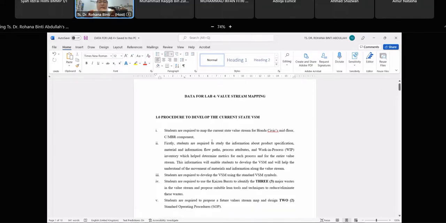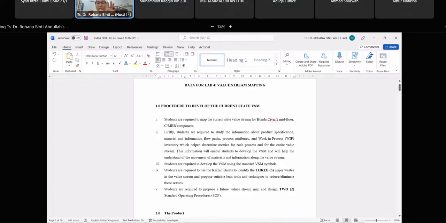This is an example I give to students, a real value stream map that students have done at this company. This is a real case study, not imaginary or anything, no. Alright, this is one of the PSM projects that students have done at a company, and this company makes Civic mid floors, alright. So this is the real data.